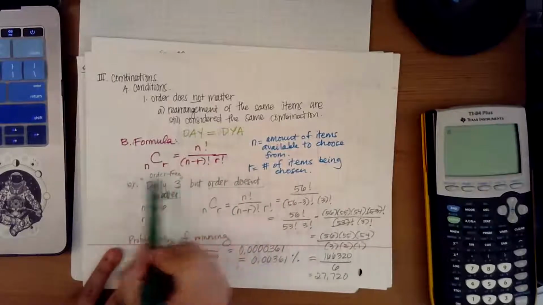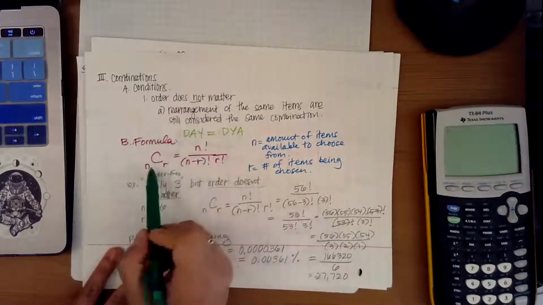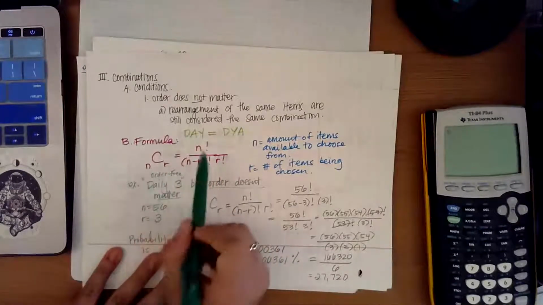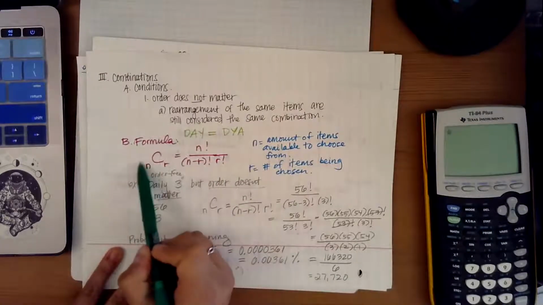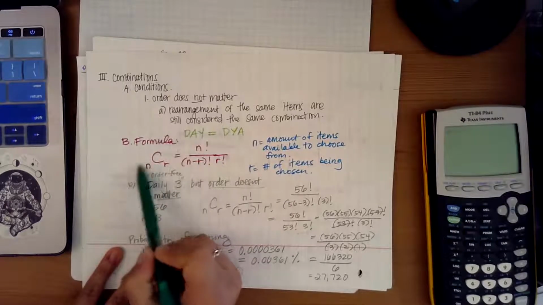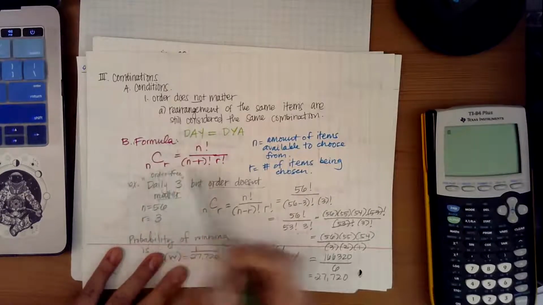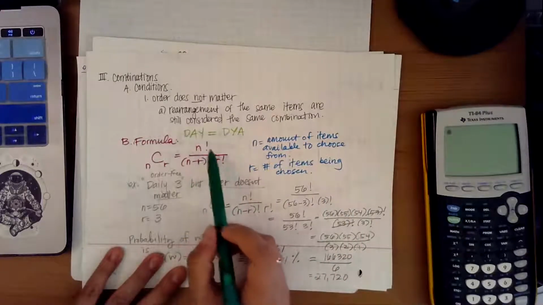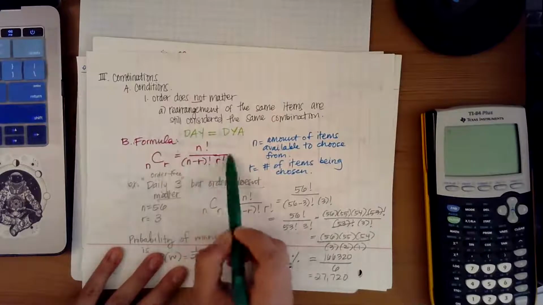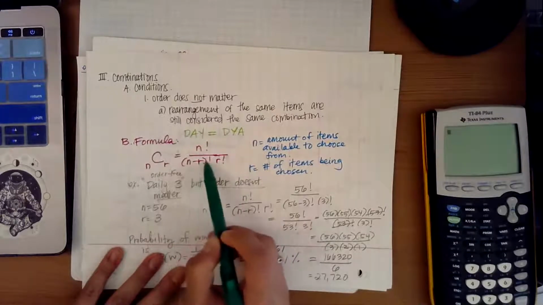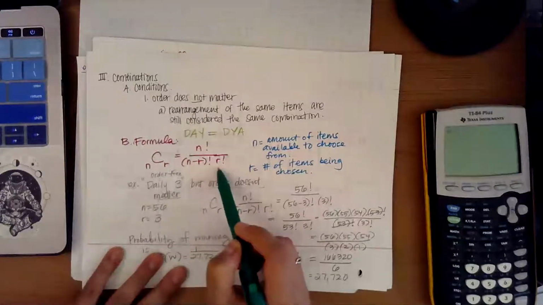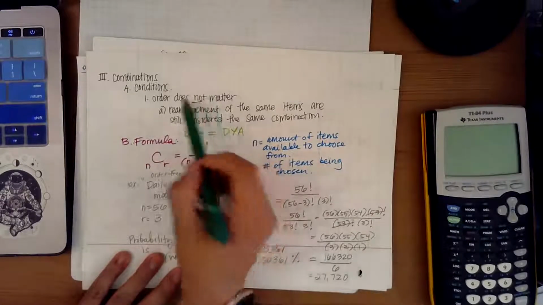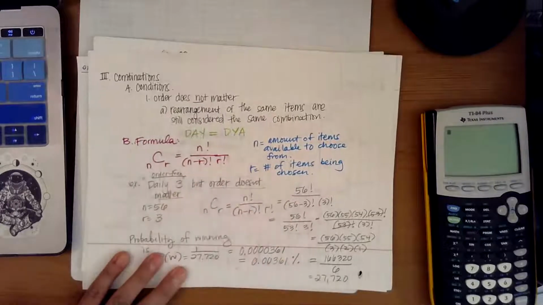So here's the formula. The formula for combinations is n factorial divided by n minus r factorial times r factorial. So n is the amount of items available to choose from, and r is the amount of items being chosen. So the formula says n factorial over the factorial of the difference n minus r, with an additional r factorial in the denominator, okay? So again, remember, order does not matter, which means order free, okay?